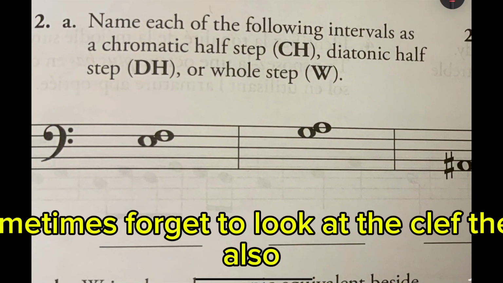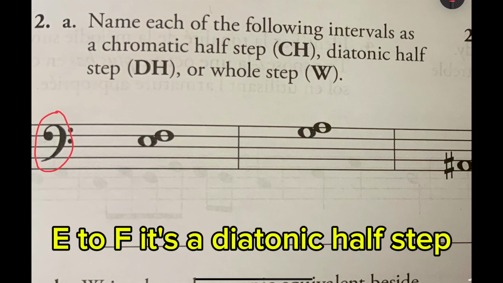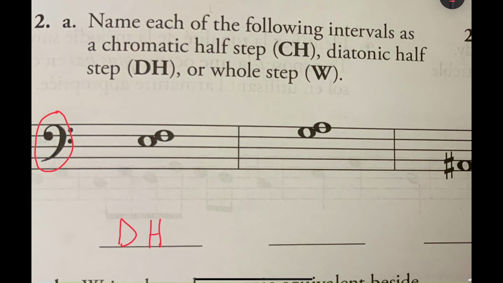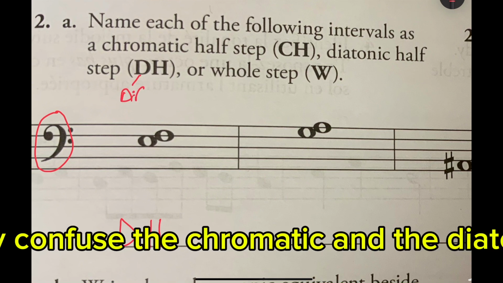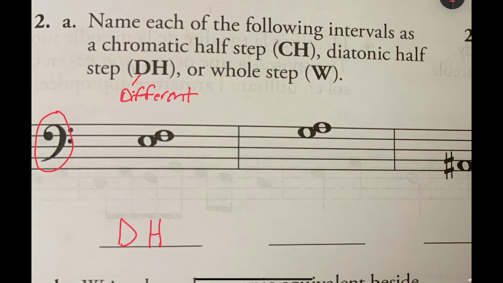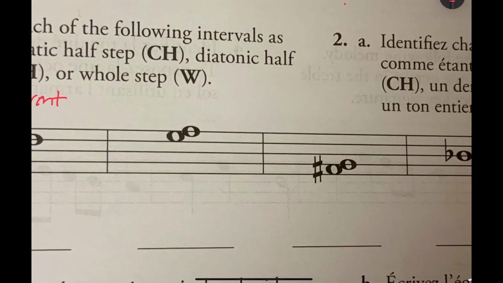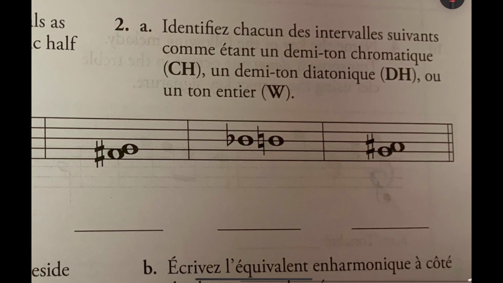Students sometimes forget to look at the clef they're in. And also, E to F, it's a diatonic half step. Think D for different. They confuse the chromatic and the diatonic. And sometimes not even using a keyboard. So you see here a keyboard or a picture of a keyboard to help you with the exam.